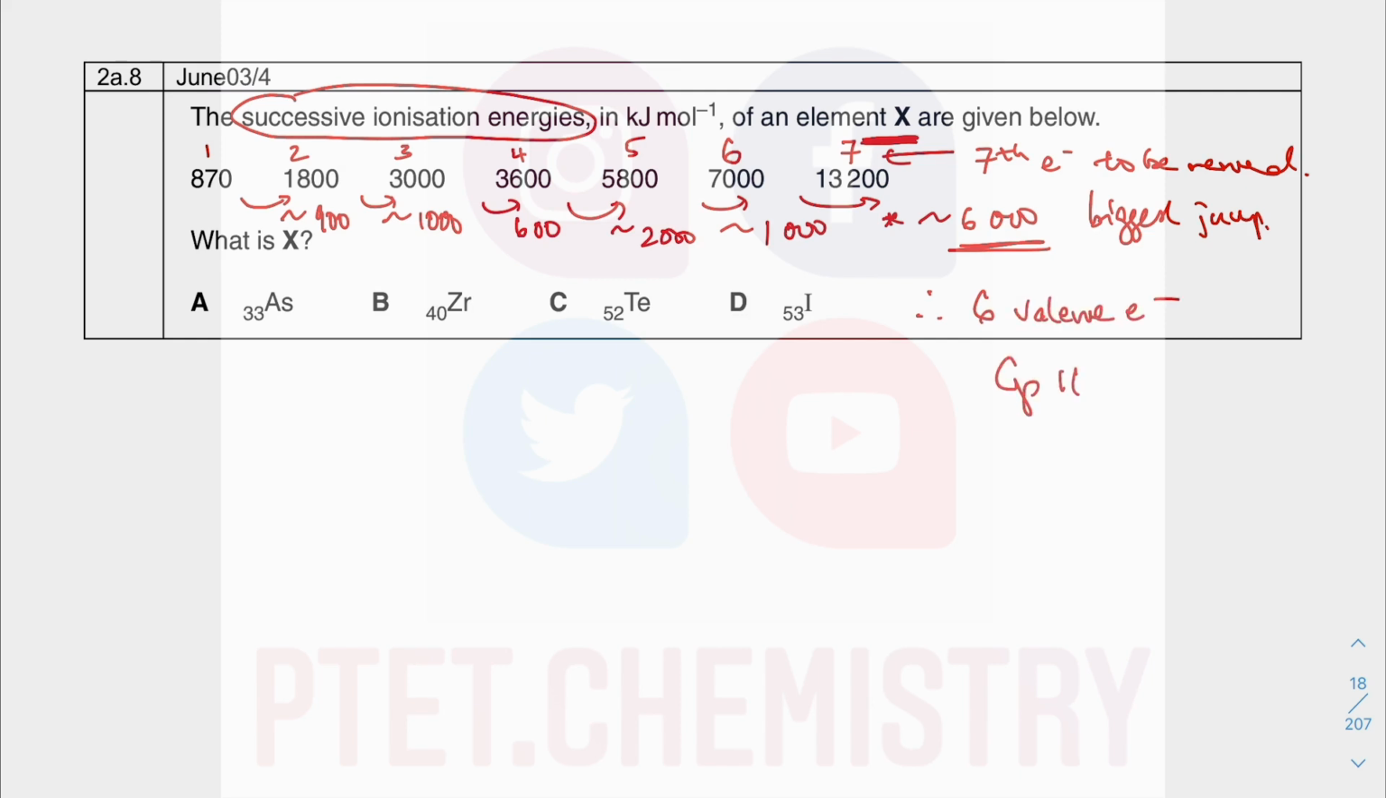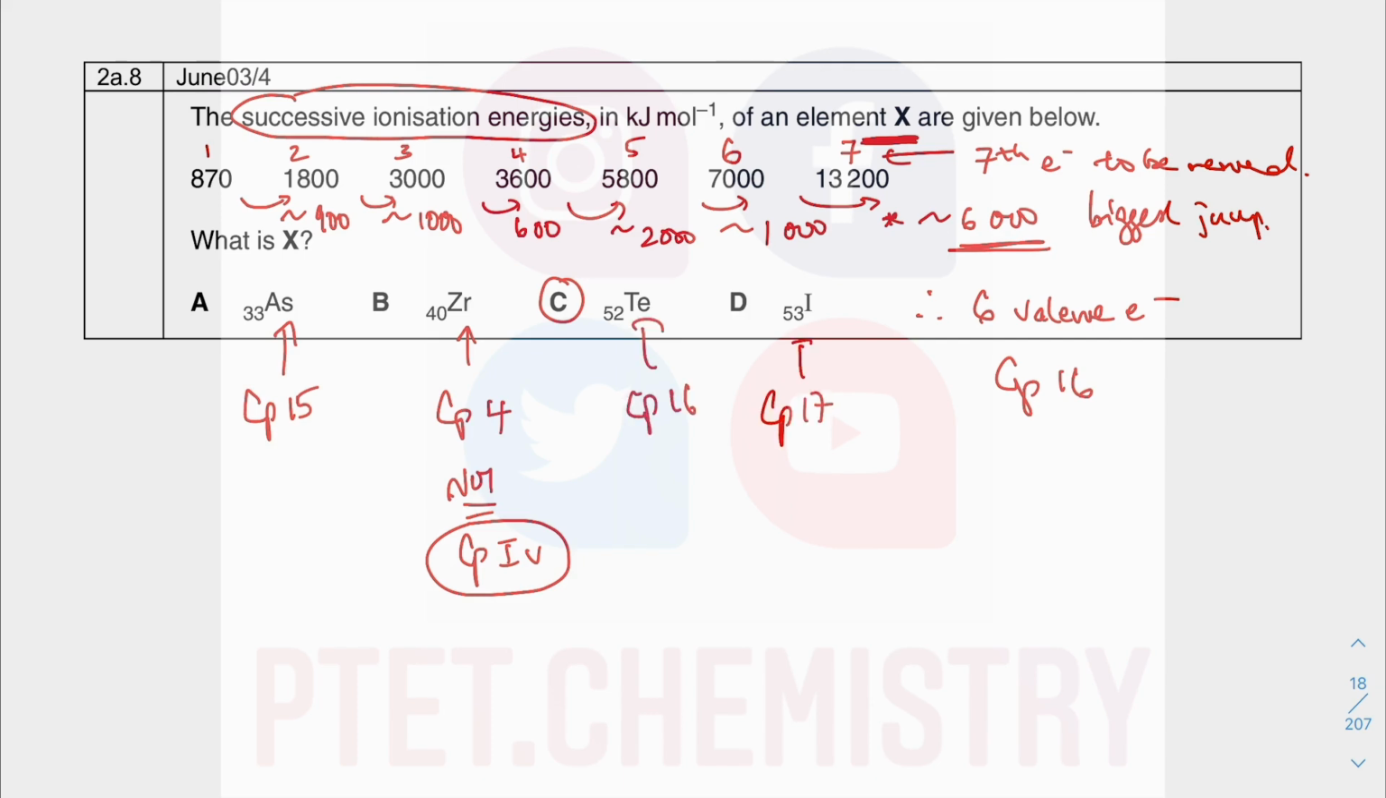We are looking at a group 16 element, and that will be tellurium, because zirconium is actually group 4. This is not the group 4 you will have seen in O level. This is the group 4 in your periodic table in A level, which is known as group 14 in the A level periodic table. Just be aware of what periodic table you are using. There's group 16 there, and there's group 17.